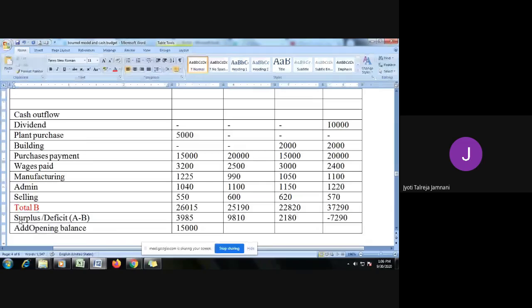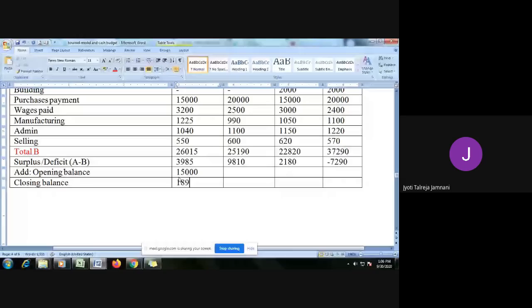Now what we do here is we add the opening balance to this. So add opening balance, and when you add it, what you will get is the closing balance. So this is how you have to prepare your cash budget. So 3,985 plus 15,000, if I do, I get 18,985 for January. Now the closing balance of January will become the opening balance of February, because we close in January and we carry it forward in February. So 18,985 is the opening balance of February.